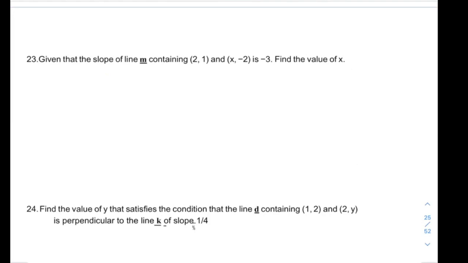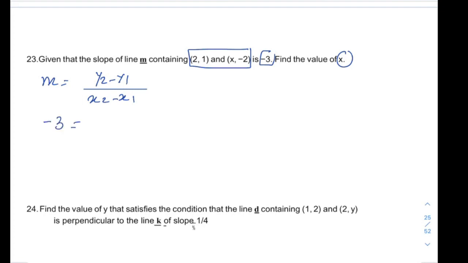Given the slope of line M containing those points is equal to -3, find the value of x. So the slope formula says y2 minus y1 over x2 minus x1. Since he mentioned the slope, we have 2 points, we will apply that one. The slope is given to be -3. y2 minus 1, you know now how to find the slope.